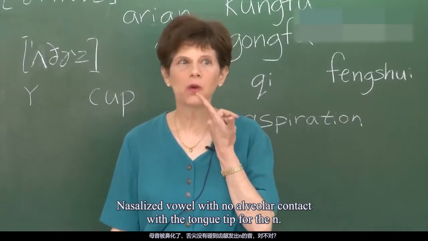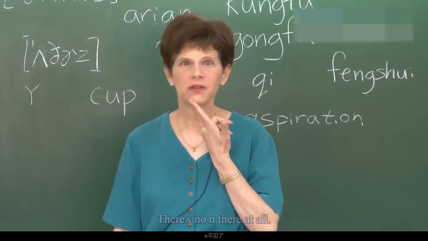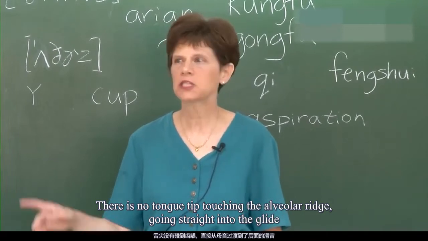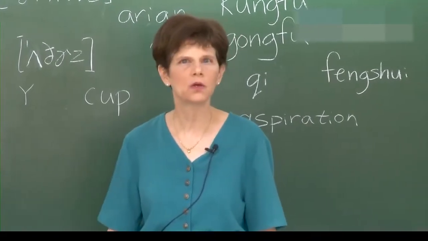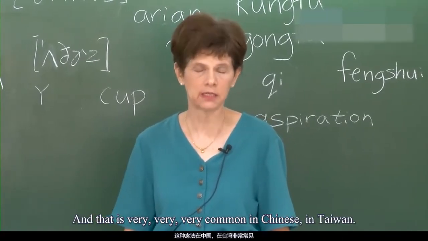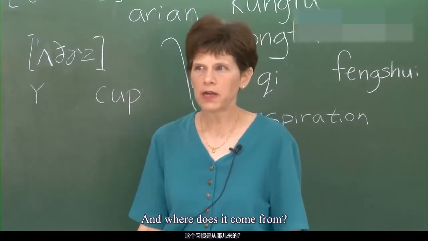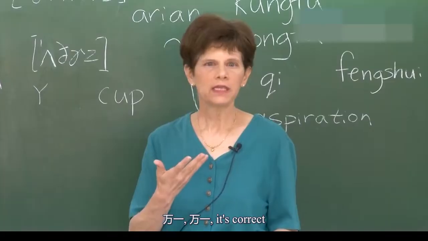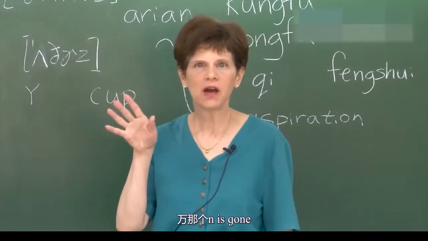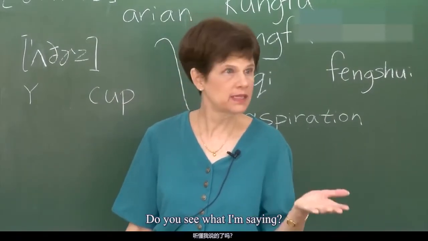Nasalized vowel with no alveolar contact with the tongue tip for the N. There's no N there at all. There's no tongue tip touching the alveolar ridge. Going straight into the glide. 1 year. And that is very, very common in Chinese and Taiwan, in Taiwan English. And where does it come from? 万一. 万一 is correct. That's the way you say it. 万一，那个 N is gone. Nasalized vowel straight into the E sound. 万一. Do you see what I'm saying?